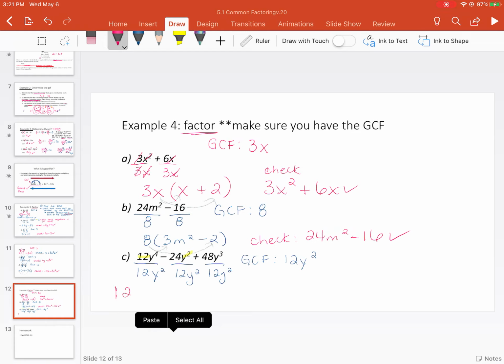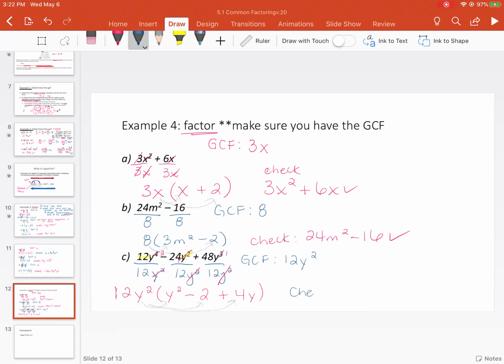Okay. All right. So now 12 divided by 12 is 1, but we're going to write it in factored form, aren't we? So 12y squared. 12 divided by 12 is 1. Y to the 4 divided by y squared, you're left with y to the 2. Negative 24 divided by 12 is -2. And then the y squareds cancel. 48 divided by 12 is 4. And then y cubed divided by y squared, you're left with y to the power of 1.